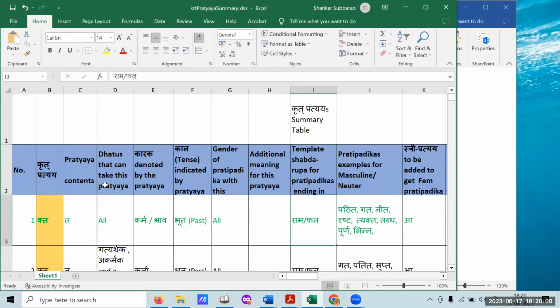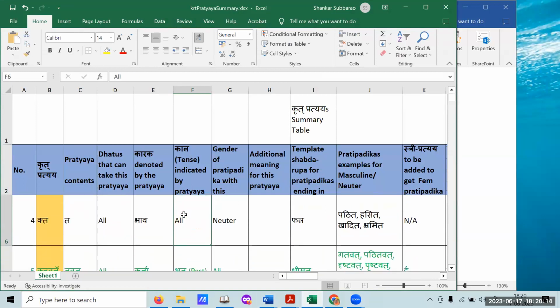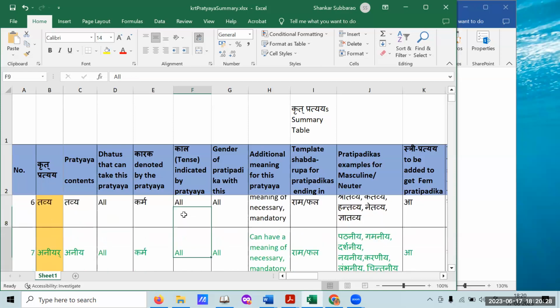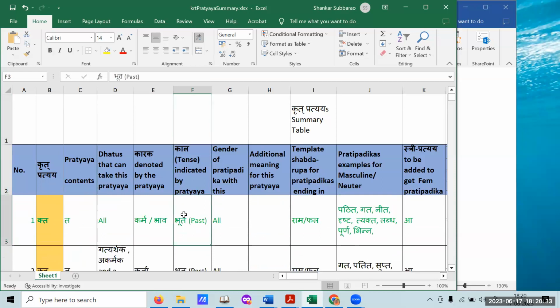Ta pratyaya is added in what karaka? Karma and bhava. And what kala? Bhuta only. Where is all here? There is no all. Where will you see all? You come down. See, this is in all, only in bhavarth, not in bhutarth. See, there are different dimensions. Kala is one dimension. Look at another one now. You will see Tavya is there in all tenses. Aniyar is there in all tenses. But not this ta, not the first ta. It is only in bhuta. Is that clear?